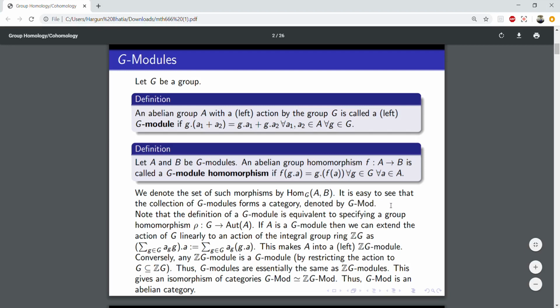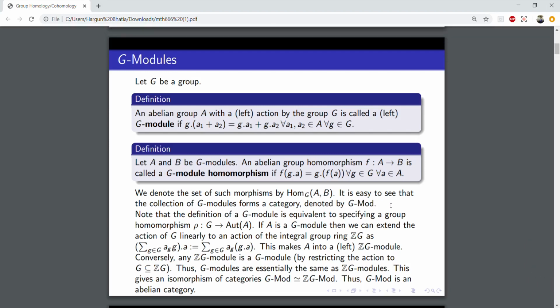Now, the fact that we have an abelian group with an action of G on it is equivalent to defining a homomorphism from G to the automorphisms of A. Here Aut(A) is the set of all abelian group isomorphisms of A. For every g in G, the map a goes to g·a is an isomorphism of abelian groups. So that's the equivalent definition, another way to think about it.